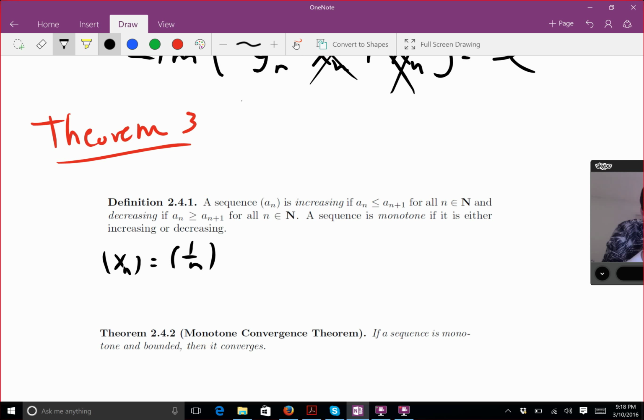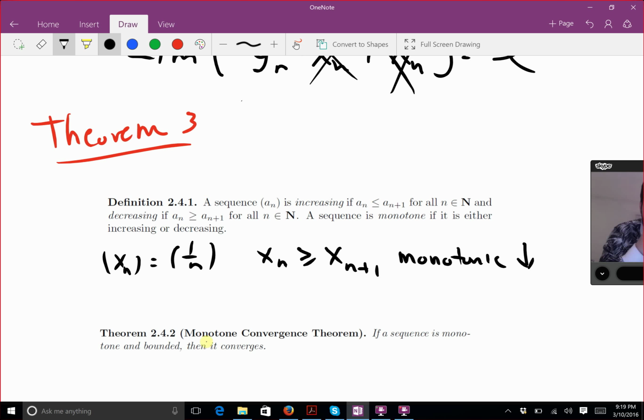This is monotonic decreasing because x sub n is always greater than or equal to x sub n plus 1, right? Because 1 over n is always greater than or equal to 1 over n plus 1 for this sequence. So people write this like this. They say it's monotonic decreasing, and they use a little downward arrow. What it means is these guys are getting smaller and smaller, right?